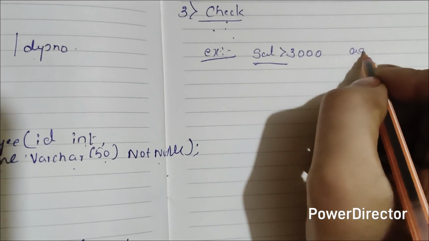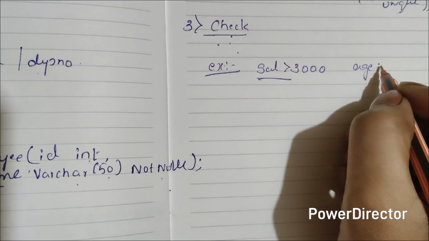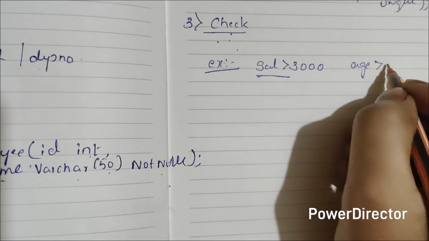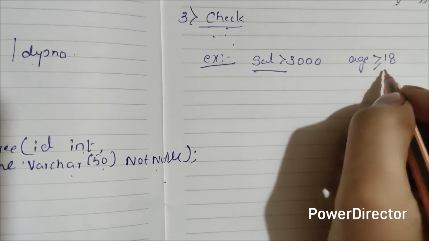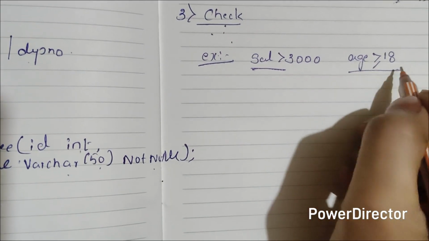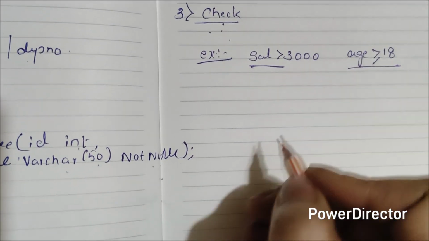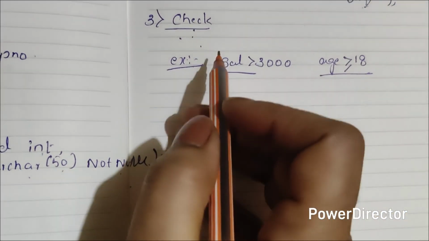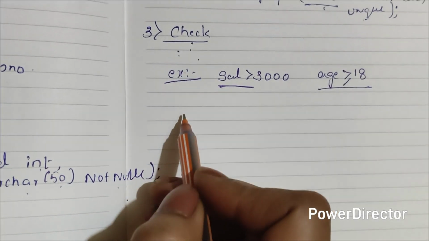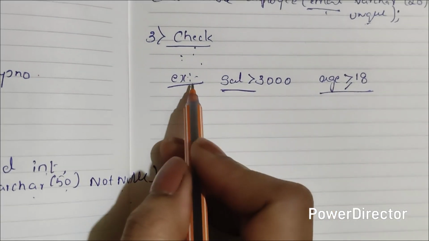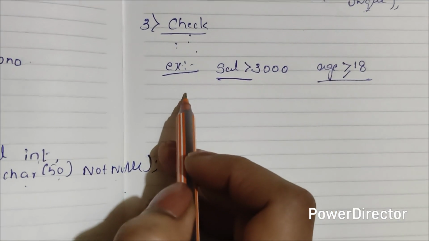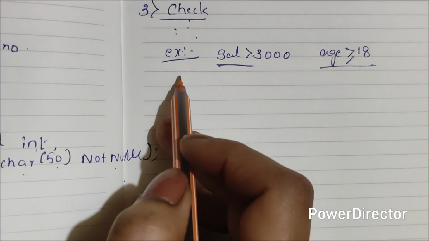Or the age of an employee, or age of a person, it should be greater than or equal to 18. So if you want a person to vote, then you can restrict like this. That means check constraints will allow only the specific value. Only specific values can be inserted into this particular column.